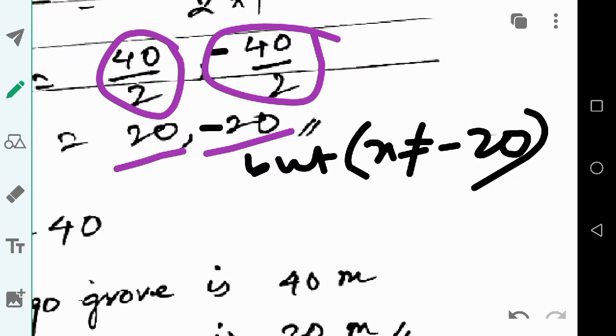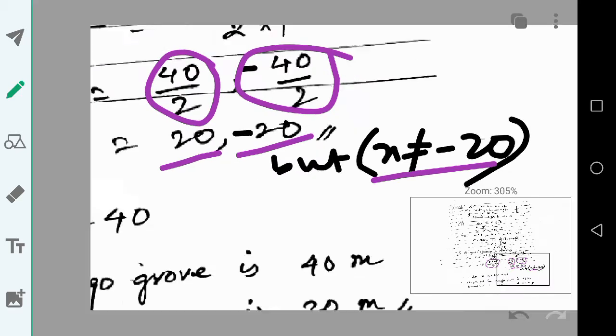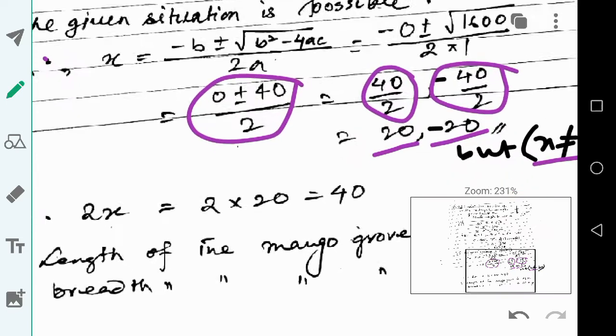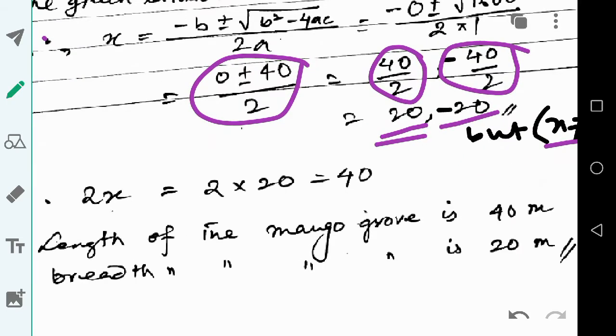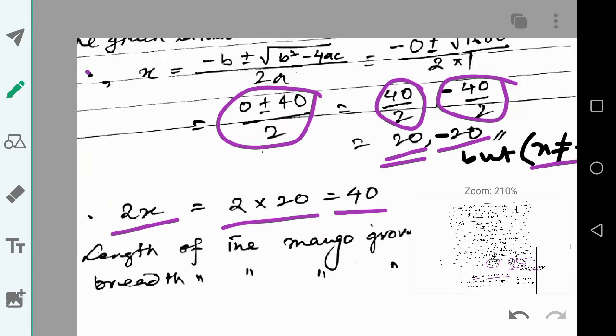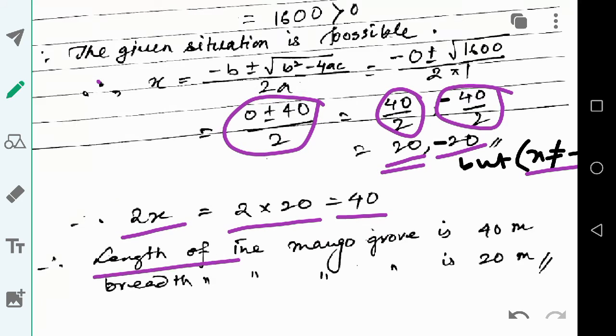But x cannot be negative, x is not equal to minus 20, as it is the breadth of a rectangle, so it cannot be negative. So the value of x is 20. So the value of twice x will be 2 into 20, that is 40. So as we have taken length is twice x, that is 40 meter, and breadth is x, so 20 meter.